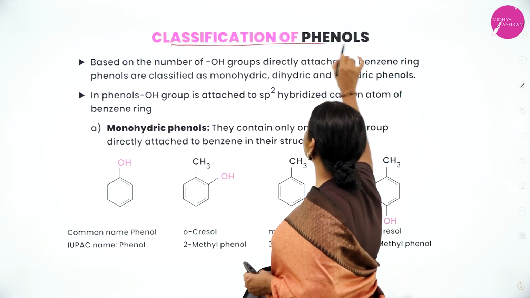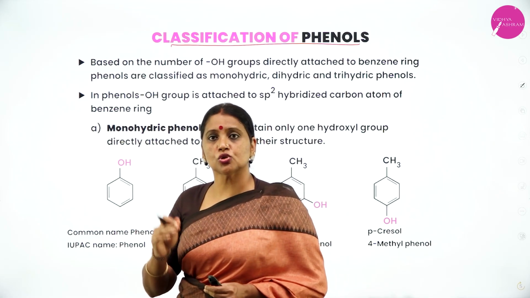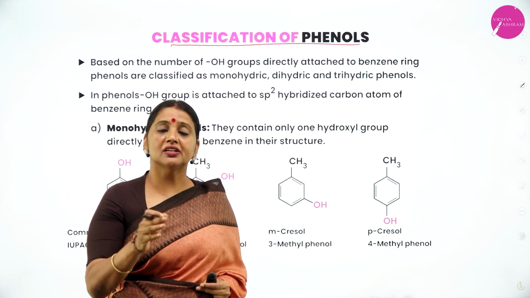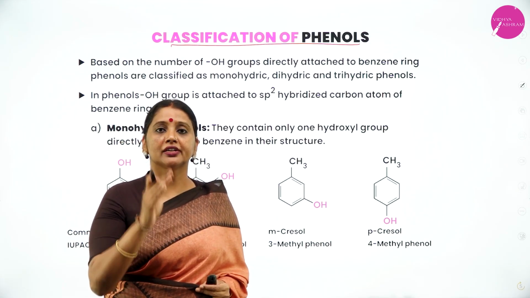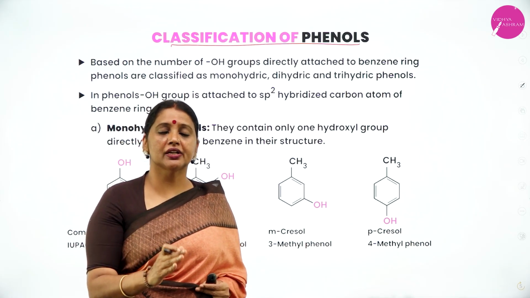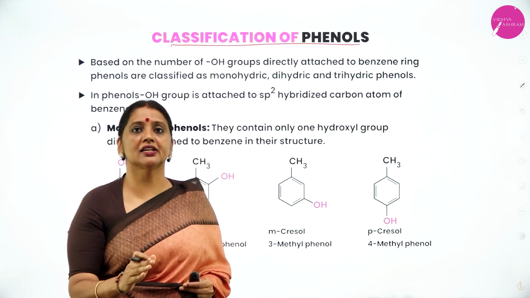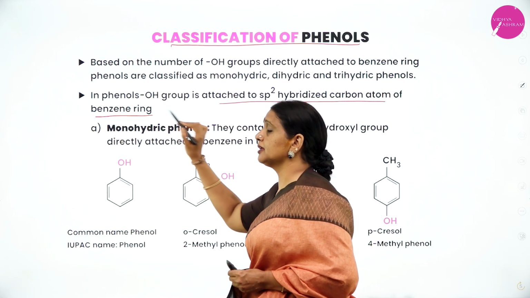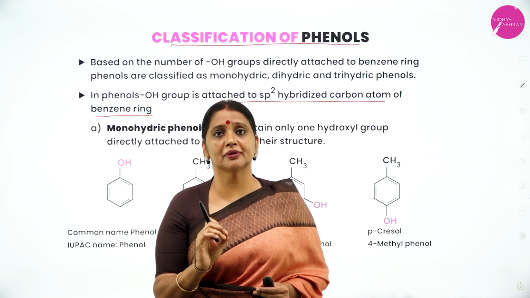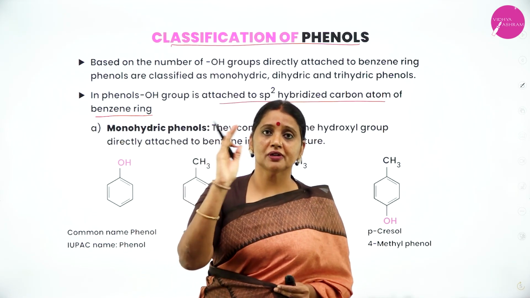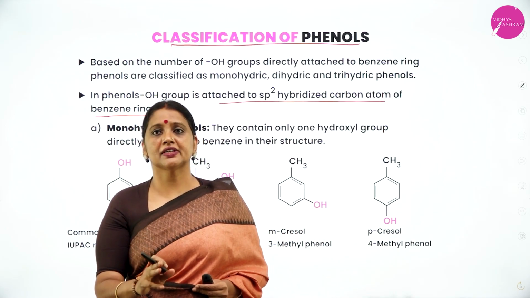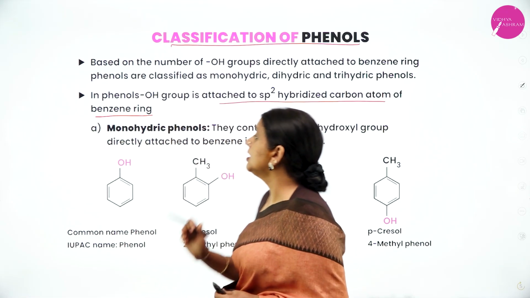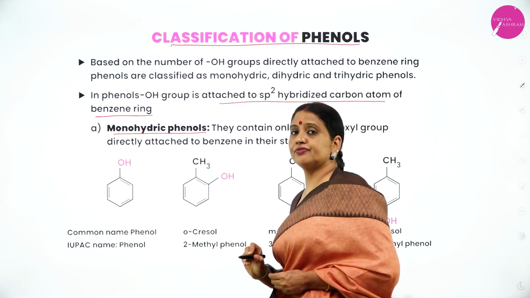Next topic, classification of phenols. Here, the OH group is attached directly to the benzene ring. Depending upon the number of OH groups, phenols are further classified into monohydric, dihydric and trihydric: monohydric phenols, dihydric phenols as well as trihydric phenols. As well, here the OH group is attached to the sp2 hybridized carbon of the benzene ring. Therefore, depending upon the number of OH groups, phenols are classified into three categories: monohydric phenol, dihydric phenol as well as trihydric phenol.